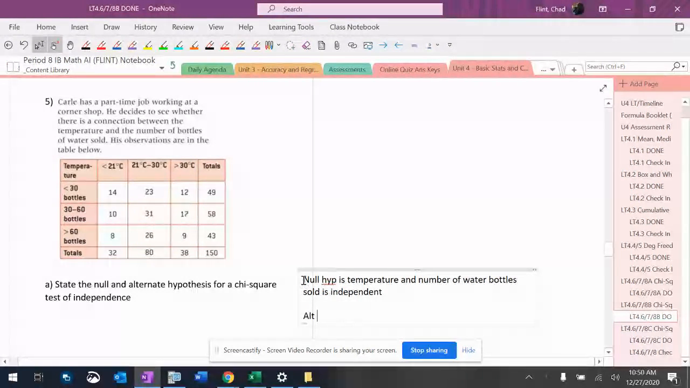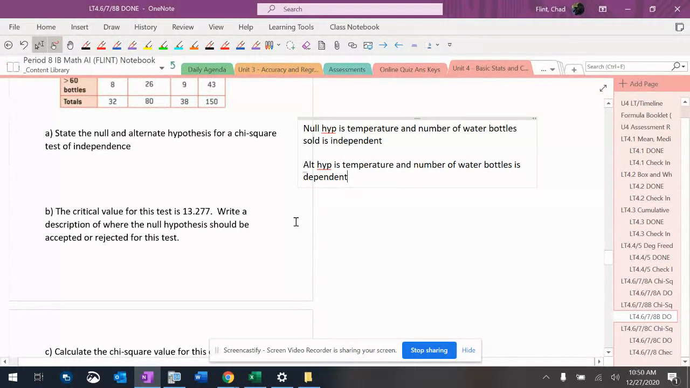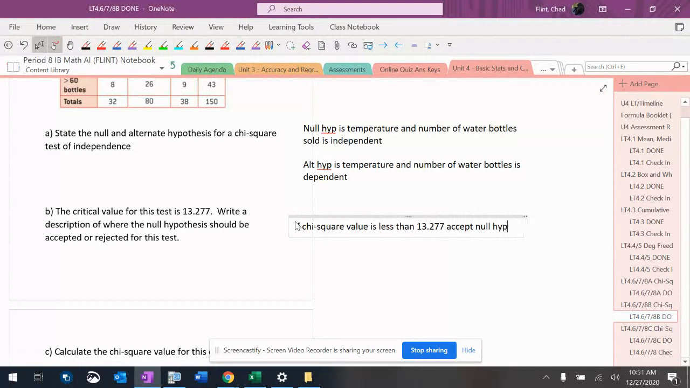and the alternate hypothesis is that temperature and number of water bottles are not independent. Critical value 13.277. Write a description of whether the null hypothesis should be accepted or rejected. So if the chi-square value is less than 13.277, accept the null hypothesis, and if the chi-square value is more than 13.277, reject the null hypothesis.